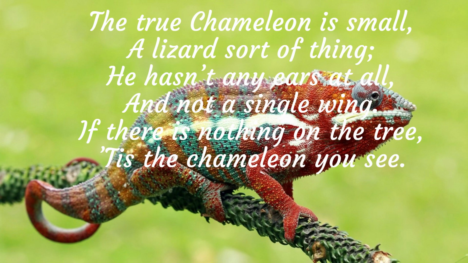That means the chameleon has the quality to camouflage itself as per the surroundings, so much so that you feel there is nothing in that place, whereas there is actually a chameleon sitting there. So she says, if there is nothing on the tree, you feel that there is nothing sitting on the tree, there is actually a chameleon there. It is the chameleon you see. So we're done with the explanation of the poem.